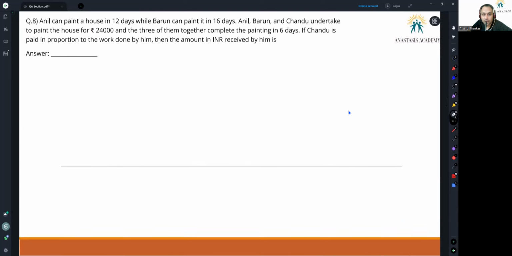Question 8. Anil can paint a house in 12 days, while Barun can do it in 16 days. Anil and Barun and Chandu undertake to paint a house for 24,000, and three of them together complete the painting in 6 days. Chandu is paid in proportion to the work done by him. Then the amount in INR received by him is.